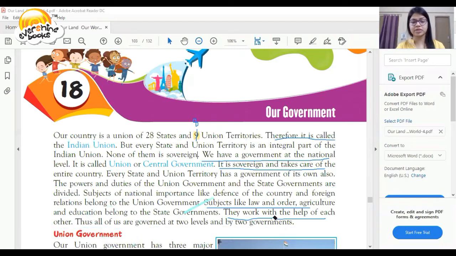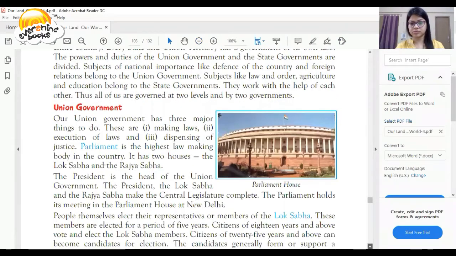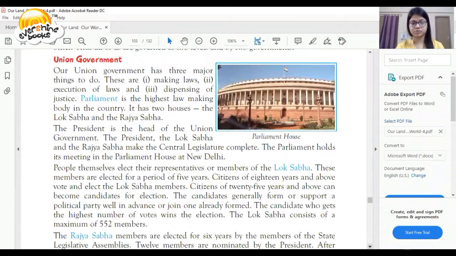Let's discuss the union government first. Our union government has three major things to do. First, making laws, second, execution of laws, and third, dispensing of justice.